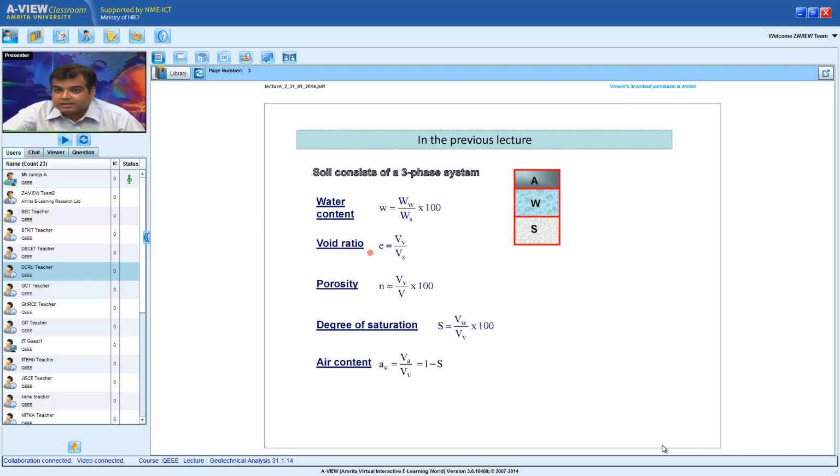The second relationship was void ratio. Again, volume of voids to the volume of solids. Third one was porosity, volume of voids to the total volume. The next being degree of saturation. You had volume of water over the volume of voids. The last one was air content, which was 1 minus the degree of saturation.